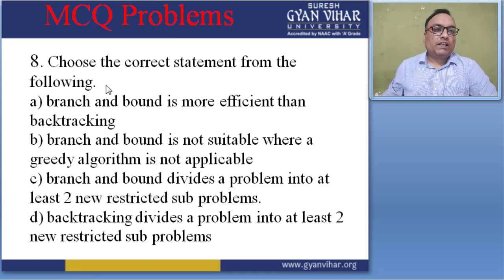Choose the correct statement from the following. Branch and bound is more efficient than backtracking. Branch and bound is not suitable where a greedy algorithm is not applicable. Branch and bound divides a problem into at least 2 new restricted subproblems, and backtracking divides a problem into at least 2 new restricted subproblems. So the correct answer for this problem is C. And then move to the next question.